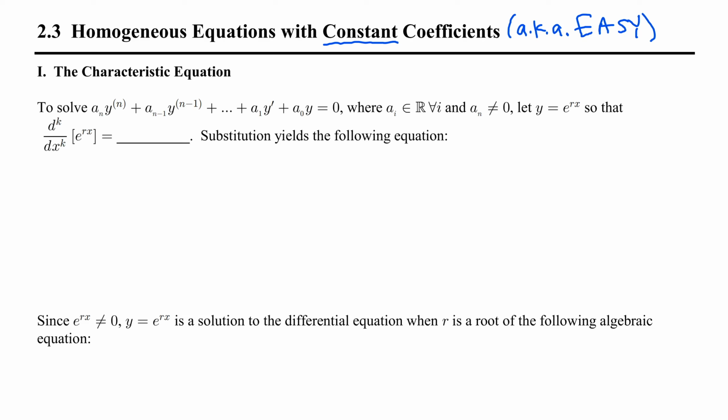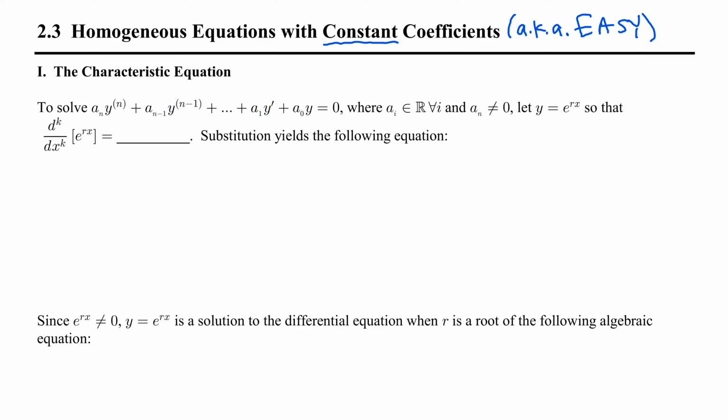To solve a sub n times the nth derivative of y plus a sub n minus 1 times the n minus first derivative of y plus ... that pattern continues, plus a sub 1 y prime plus a naught y equals 0, where a sub i, the coefficients, are elements of the real number system for all i. So what that's saying is that all of these coefficients are constants. So we're looking at a constant coefficient linear differential equation. Now that first coefficient, a sub n, cannot be equal to 0. That's how we identify that this is an nth degree differential equation.